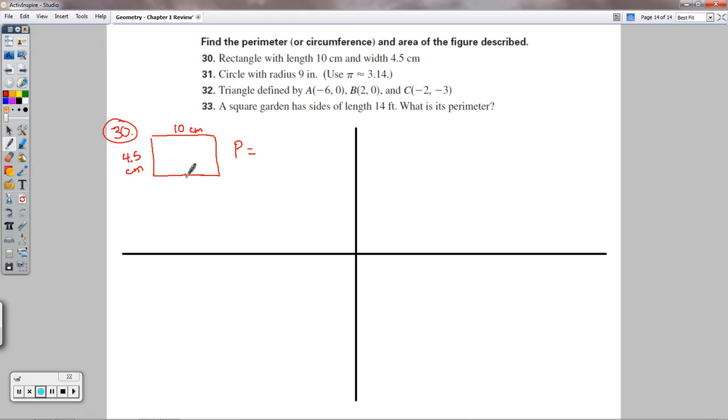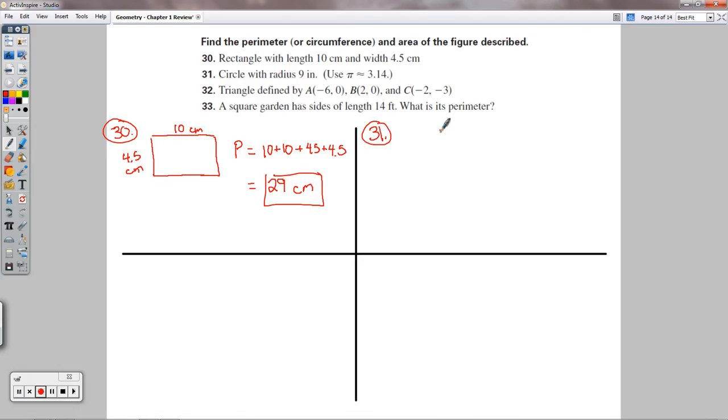So you could do 10 times 2 plus 4.5 times 2, or you could just write 10 twice, add them together, and write 4.5 twice. Either way is going to do the job for you here. This would be 20. 4.5 times 2 would be 9. So you've got 29 centimeters for the perimeter of a rectangle like that.